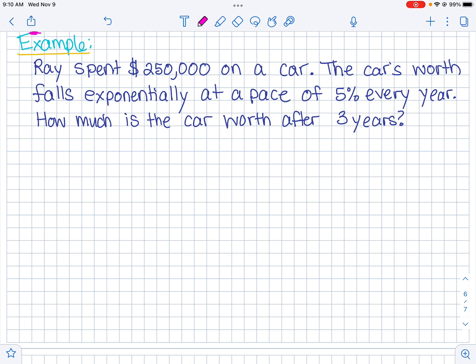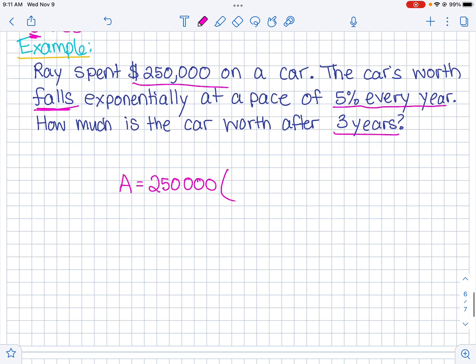Ray spent $250,000 on a car. That's crazy. The car's worth falls exponentially at a pace of 5% every year. I just made this up, so I think it's very accurate. How much is the car worth after 3 years? All right, so we've got an initial value for this car. You don't have to use y and x too. You can say, the amount of money the car is worth equals... well, initially he spent $250,000, so that's the initial amount. How much is it going down by? It's decreasing 5% every year.